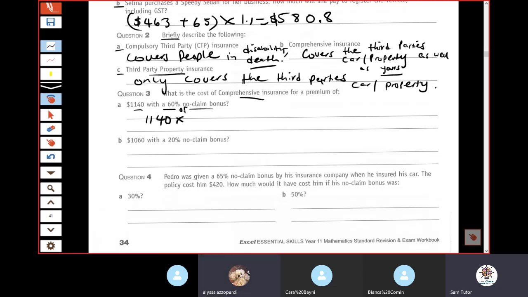60% off just means you're going to pay 40%. 20% off, you're going to times by 80%. And like I was saying just before, it's the same as what we've been doing last term and this term, you just got to learn the words. No claim bonus. Bonus just means discount. It's just a funny way of saying discount. That's how insurance companies view it, but it's just another way of saying it's a discount.